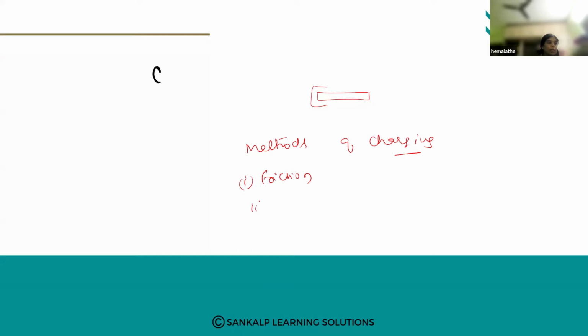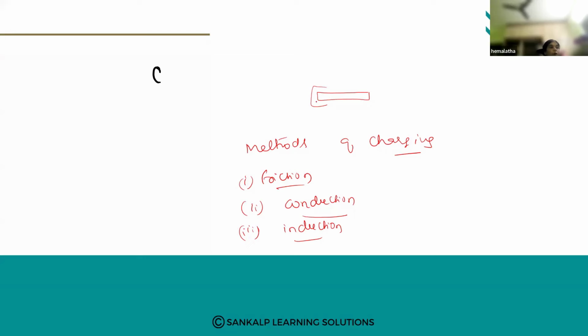Next one is about the conduction. By the method of conduction also, you can transfer the charges. Next one is by the method of induction. Okay, how it works, let us see.